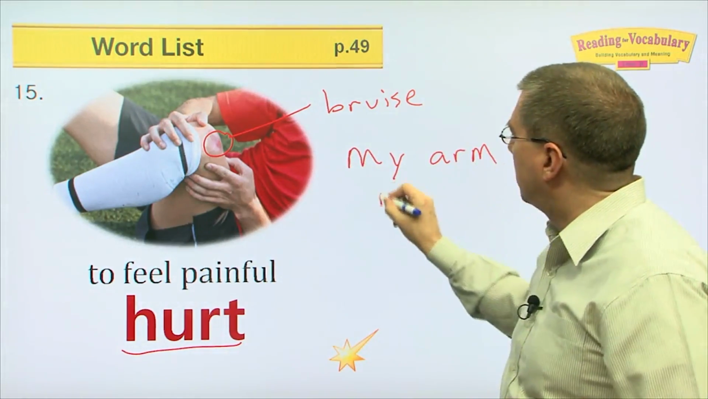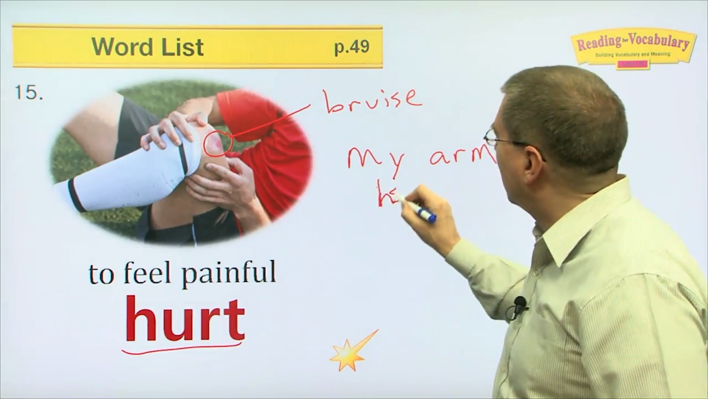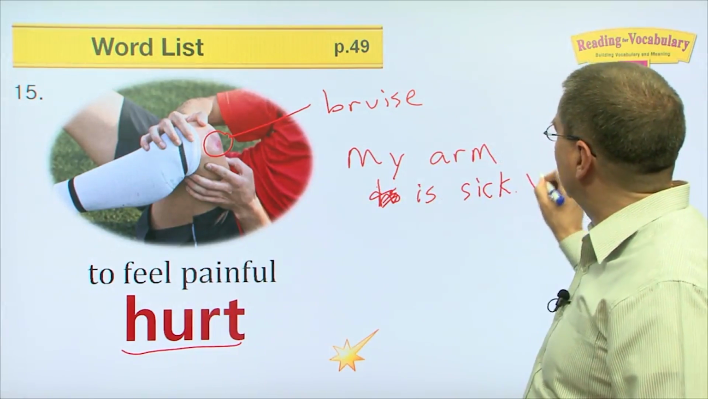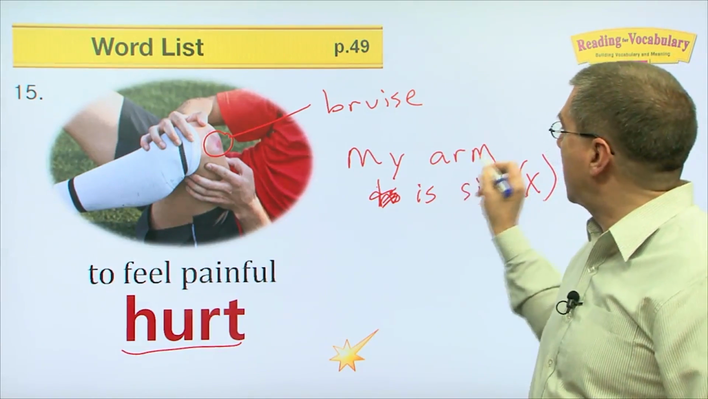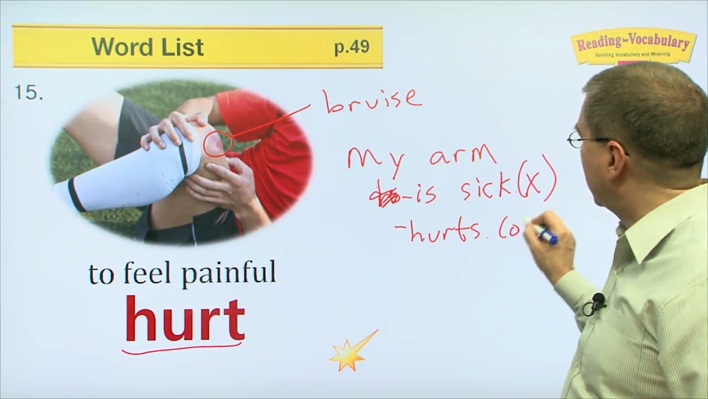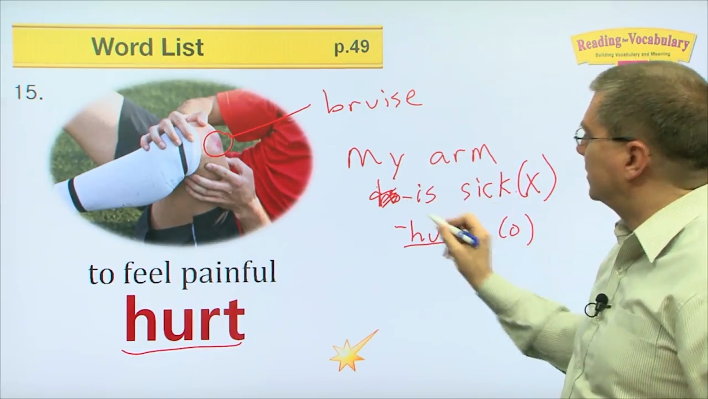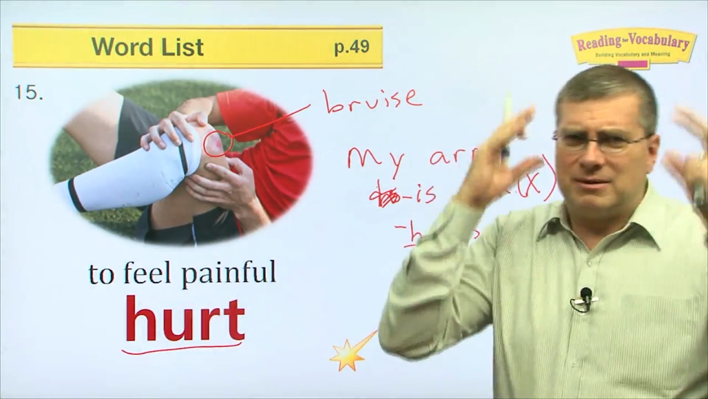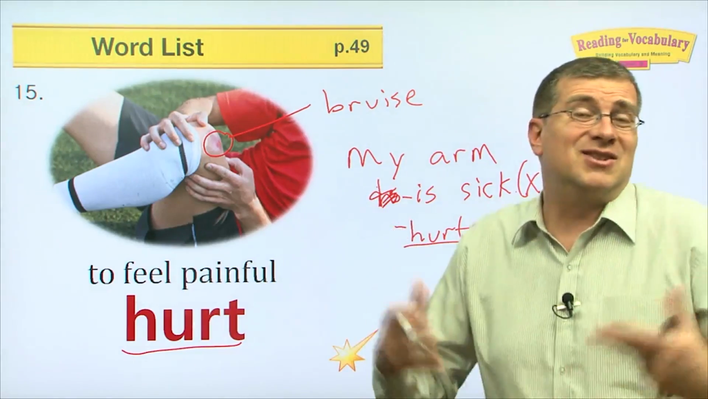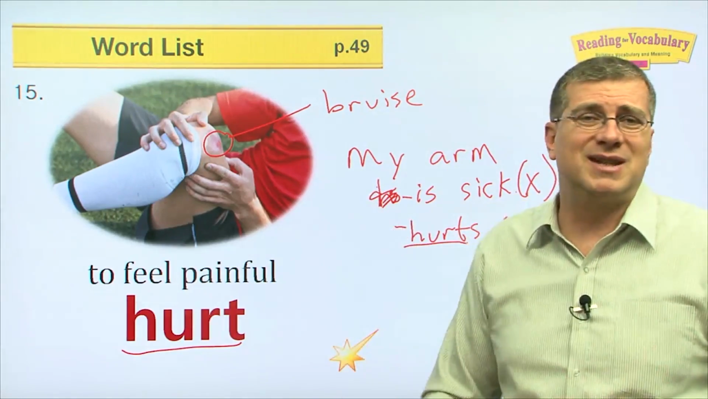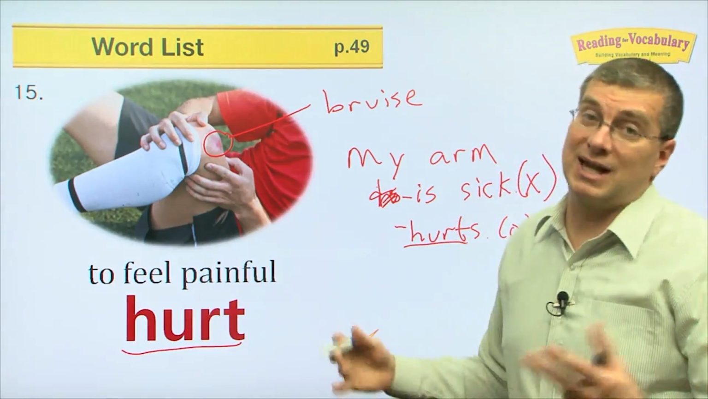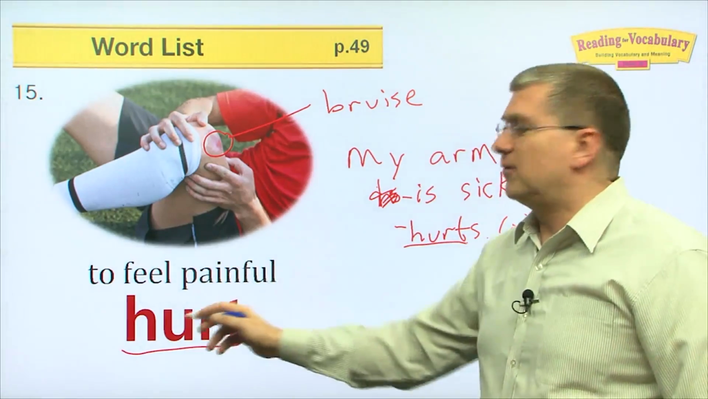That's Konglish. My arm is sick is Konglish. Do not say that. Say, my arm hurts. That's correct. Okay? My arm hurts. Sorry about that. Writing "is sick" is hard for me because it's wrong. But many students say that. It's Konglish. Don't say my arm is sick. Say my arm hurts. I hope not, but that's what you say. Okay. To feel painful, to hurt.